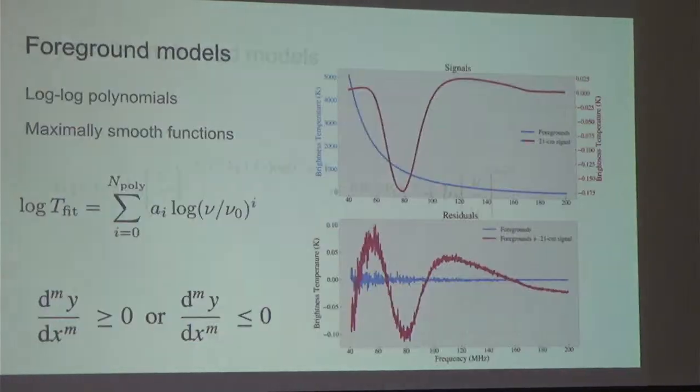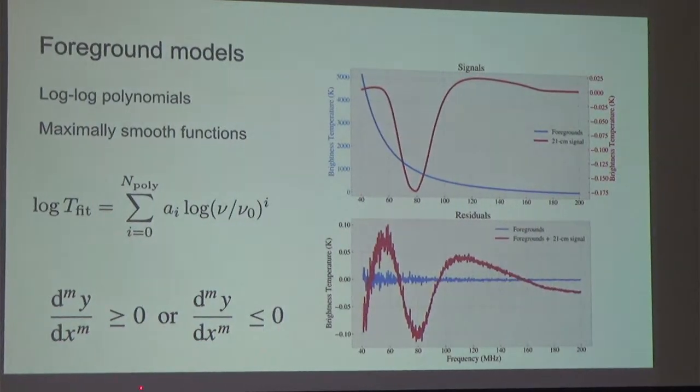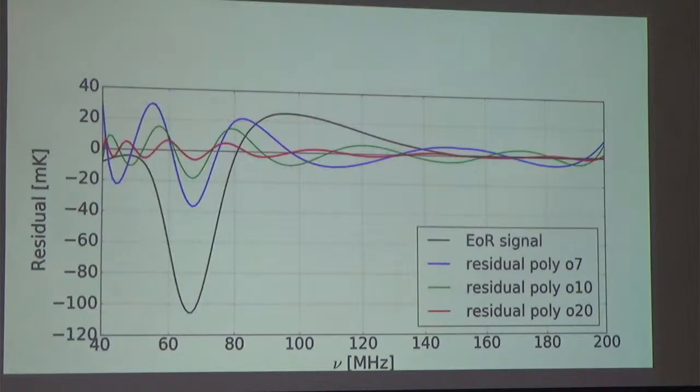You did the same thing, but now you did not use the constraints of derivatives. You just fitted it with an unconstrained polynomial. That's how we typically do, right? All those graphs are for the different orders. The same, yeah. The more order you go to, the more signal you lose out, because it's fitted out in your model.